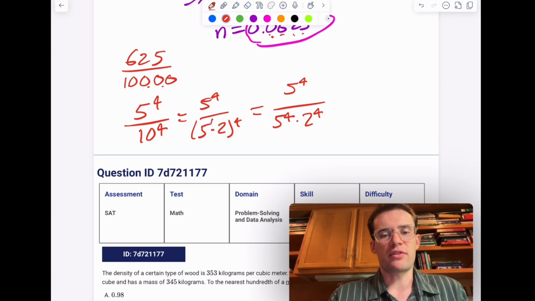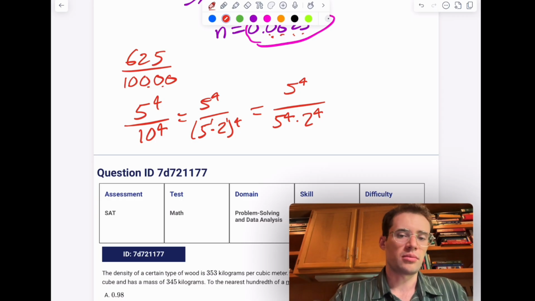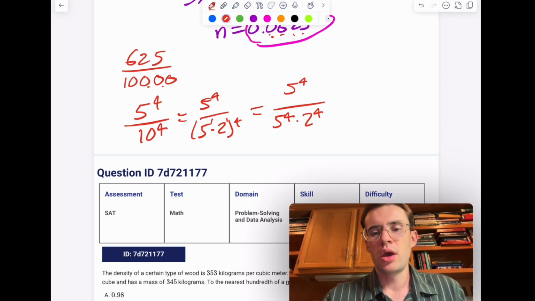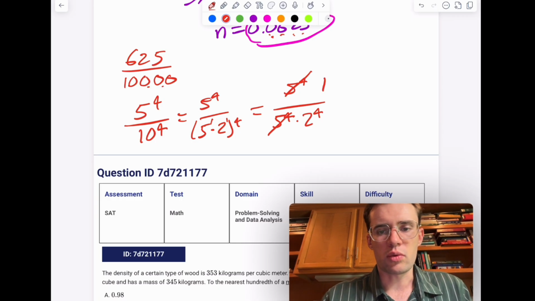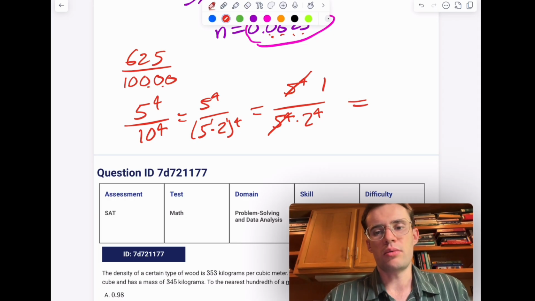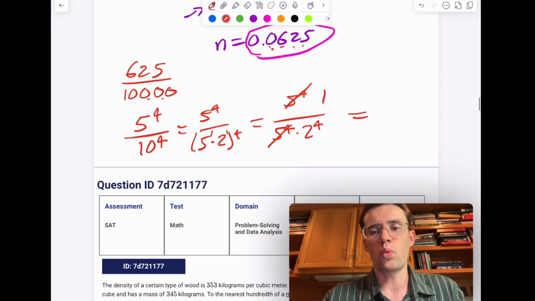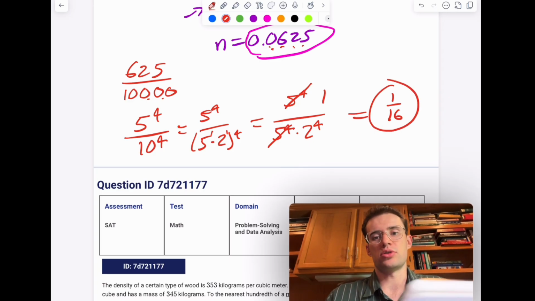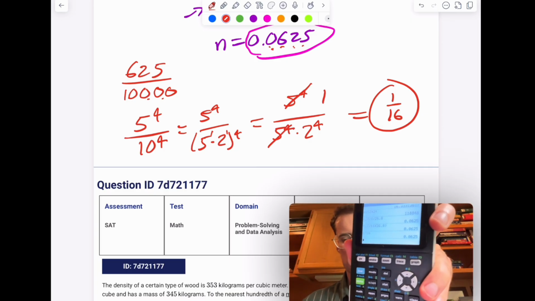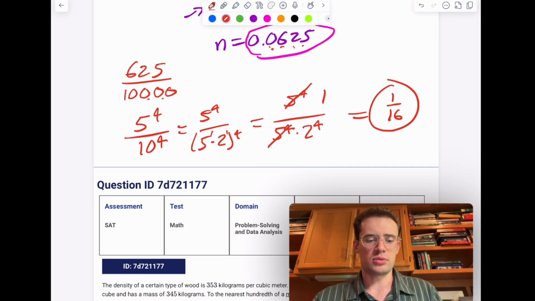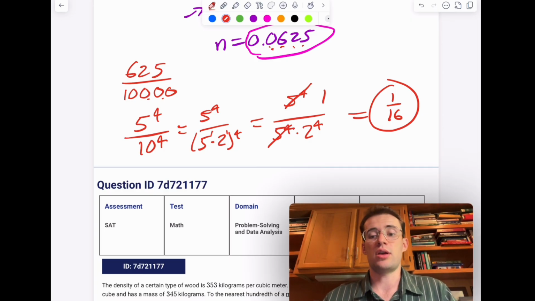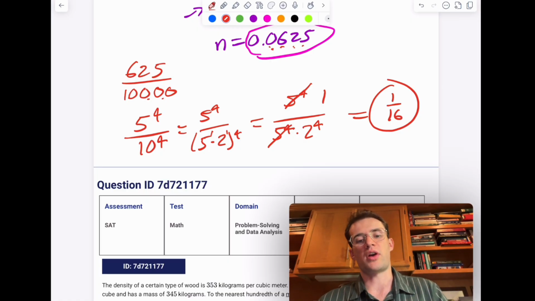The power rule is like 5 to the first, 2 to the first. You're raising it all to the fourth, so multiply 1 times 4, 1 times 4. But yeah, so 5 to the fourth will cancel. You're left with 1 on the top, 1 over 2 to the fourth, which we actually had in the previous problem. That's 16. So 1 over 16, which is equivalent to 0.0625. You can check that in your calculator as well. 1 over 16 is 0.0625. Okay, so either of those answers are acceptable on the SAT. You can put your answer as a decimal or as a fraction.